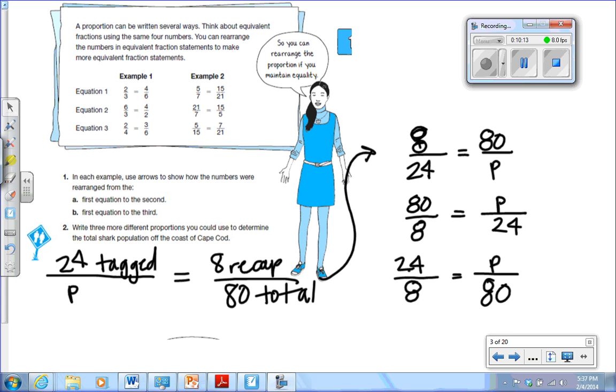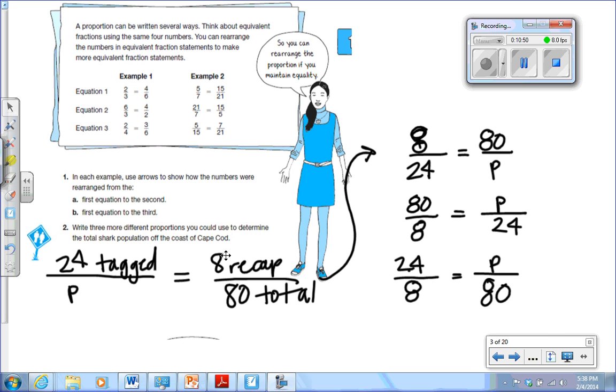So in this problem, these are three different proportions that are proportionate to this original proportion. Again, we have 80 and 8 that need to be together because here they're listed on top of each other. We need 8 and 24 together because they're together on the top. They both represent tag sharks. We need P and 80 together because they're both totals. And we need 24 and P together because this is the number of tag sharks initially for that total shark population from the very beginning.